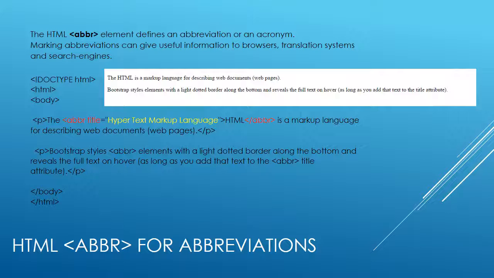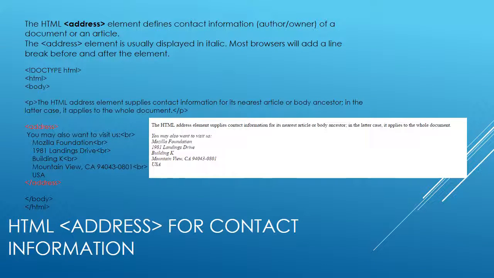The HTML abbr element defines an abbreviation or an acronym. Marking abbreviations can give useful information to browsers, translation systems and search engines. The HTML address element defines contact information, author or owner, of a document or an article. The address element is usually displayed in italic. Most browsers will add a line break before and after the element.